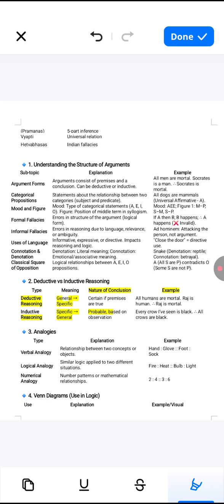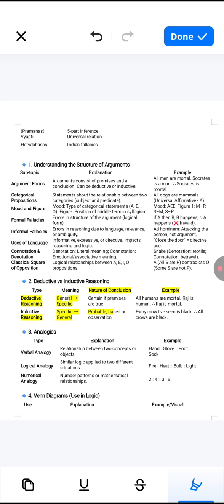Next we have logical analogy, which means the similar logic applies to two different situations. For example, we see the logic between two things: fire and heat, bulb and light. Next we have numerical analogy, which means a number pattern or mathematical relationship seen between two things. For example, 2:4 and 3:6. Here you can see the answer is the same, 1/2 and 1/2.